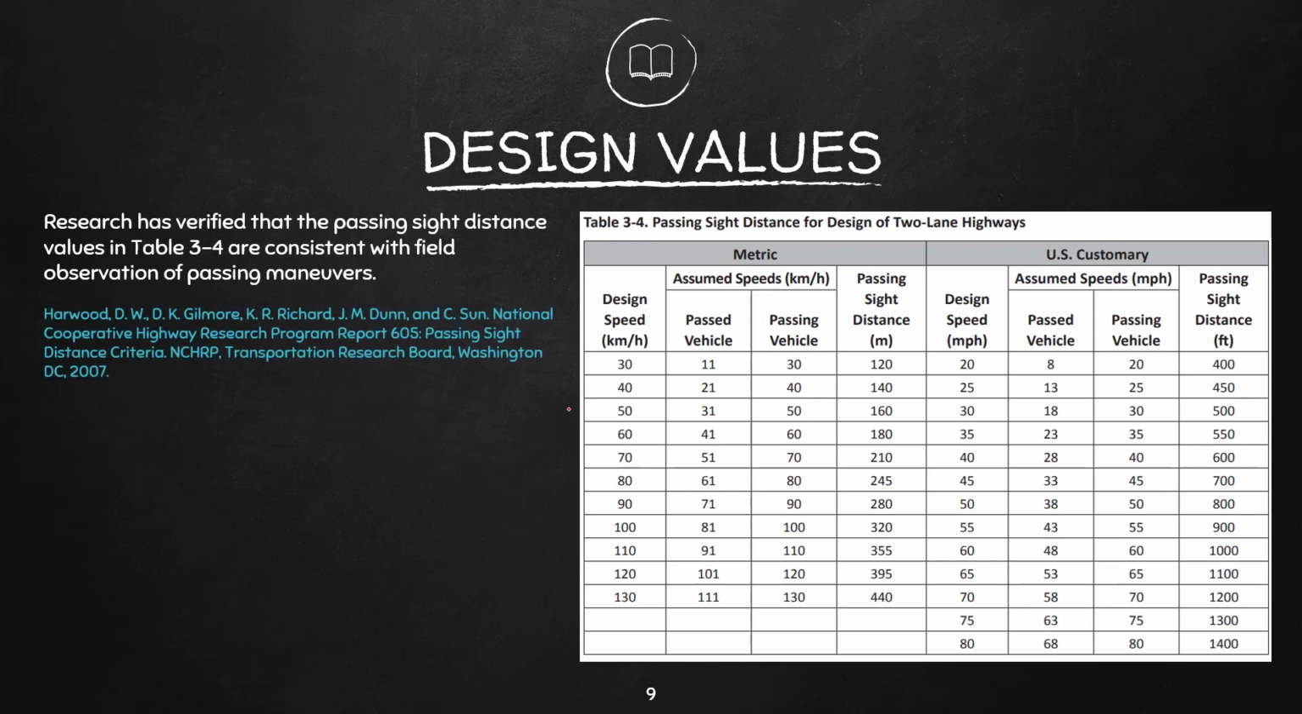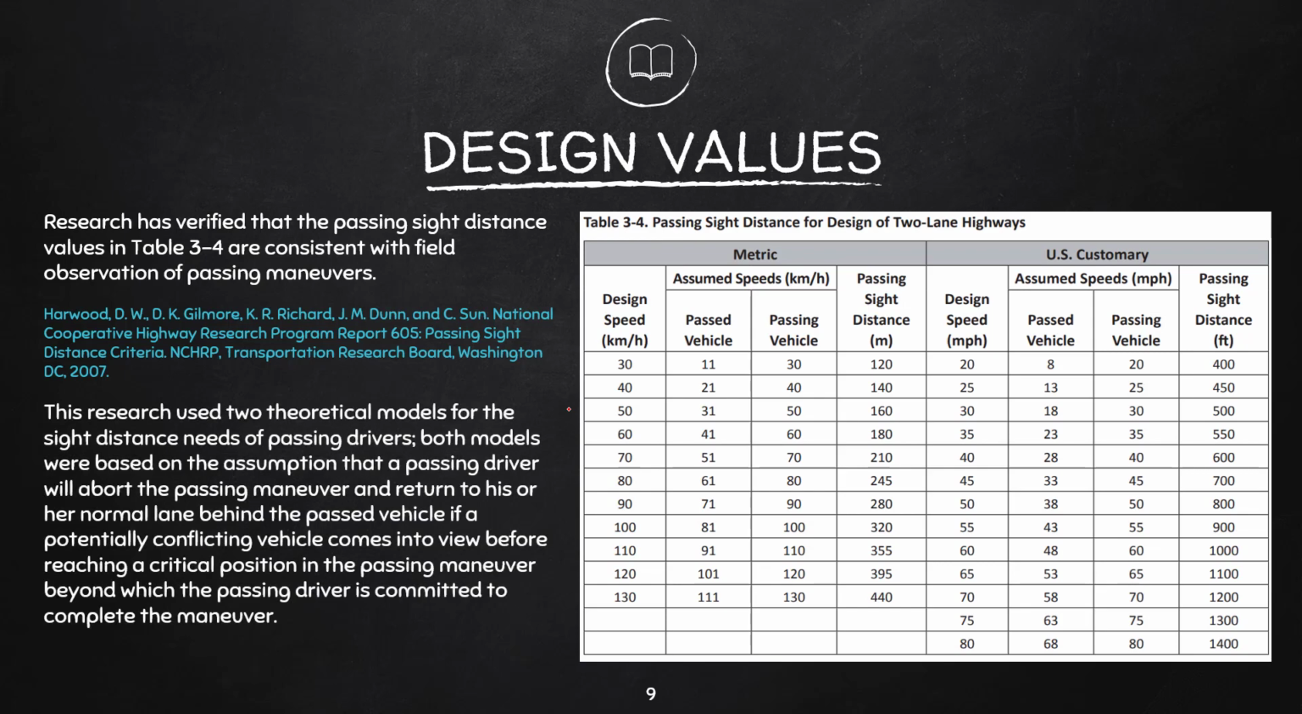According to this study by Harwood and his colleagues, this research used two theoretical models for the sight distance needs of passing drivers. Both models were based on the assumption that a passing driver will abort the passing maneuver and return to his or her normal lane behind the passed vehicle if a potentially conflicting vehicle comes into view before reaching a critical position in the passing maneuver beyond which the passing driver is committed to complete the maneuver. Okay, so similar to what I have discussed earlier in this video.